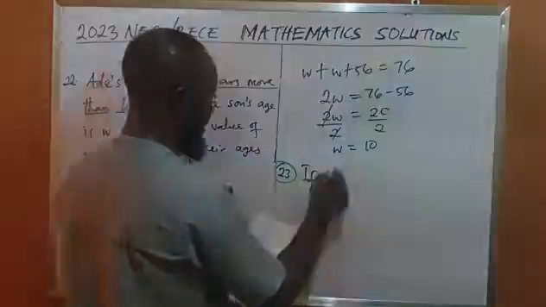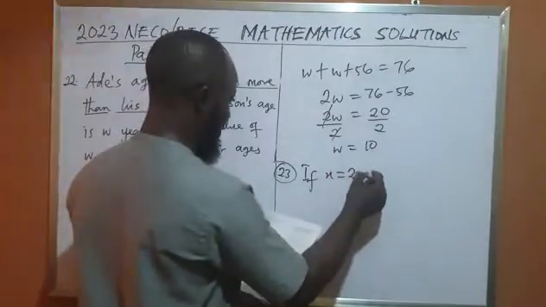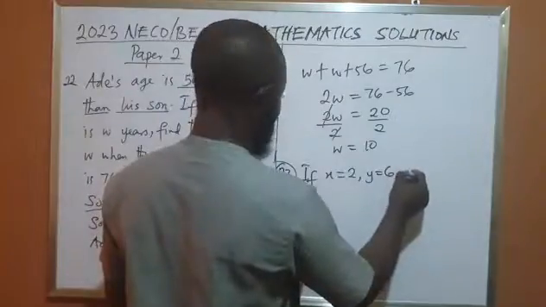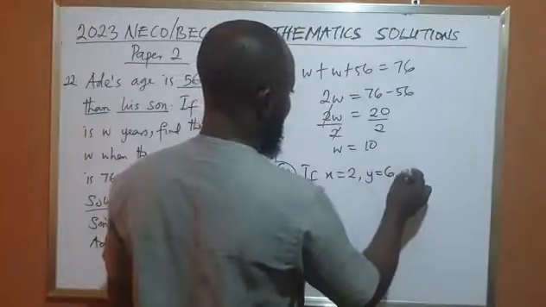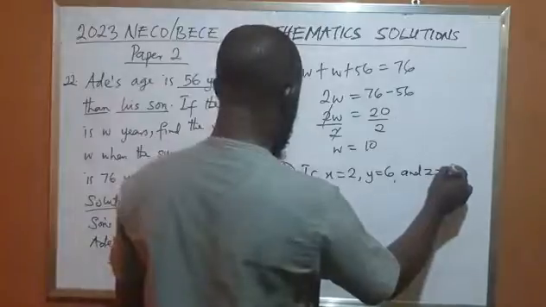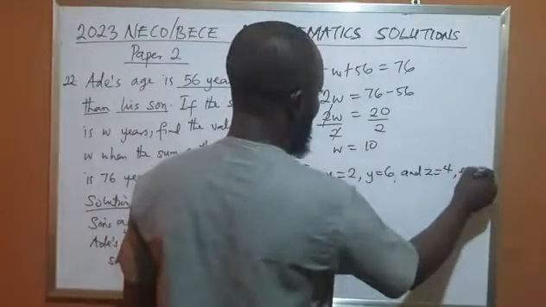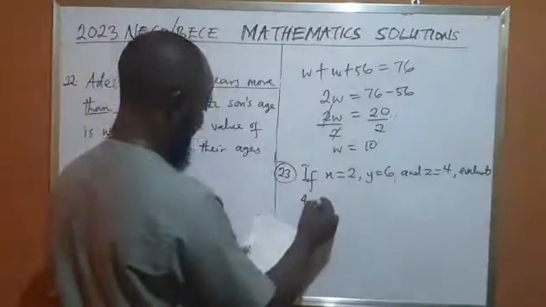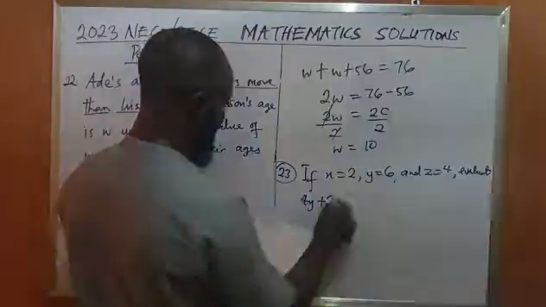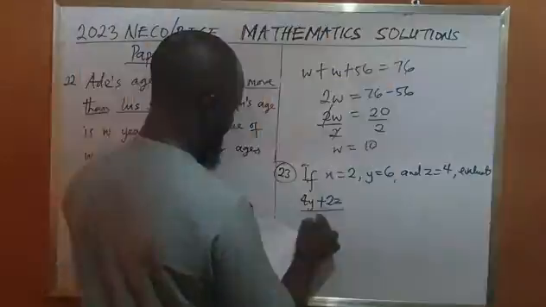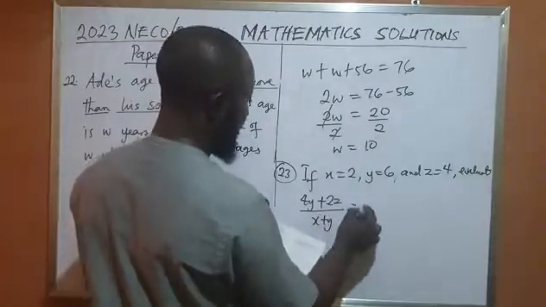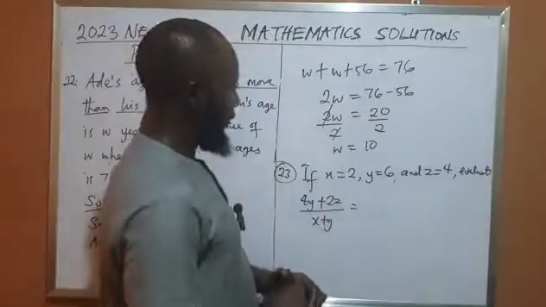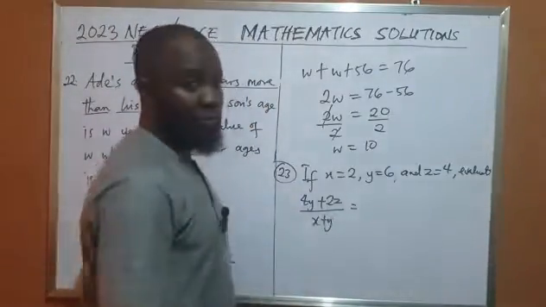For question number 23, if x equals 2, y equals 6, and z equals 4, we are asked to evaluate 4y plus 2z divided by x plus y. So this is what we call substitution. We are going to substitute the values of these variables into this expression.